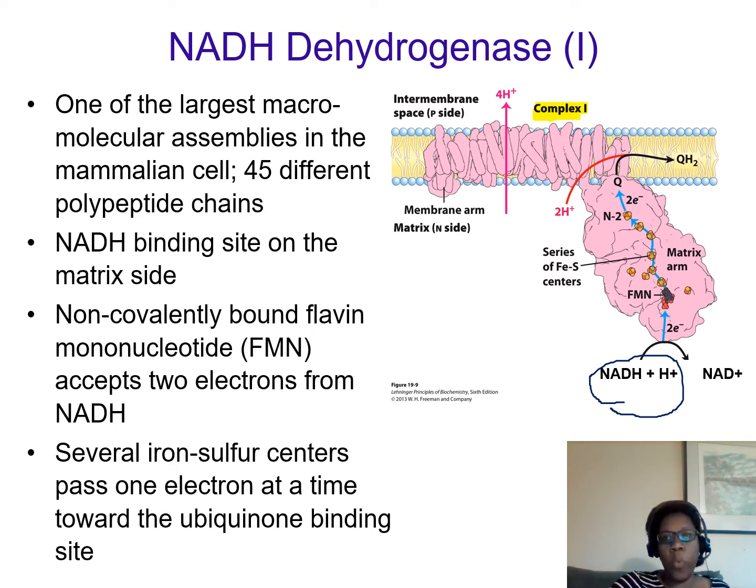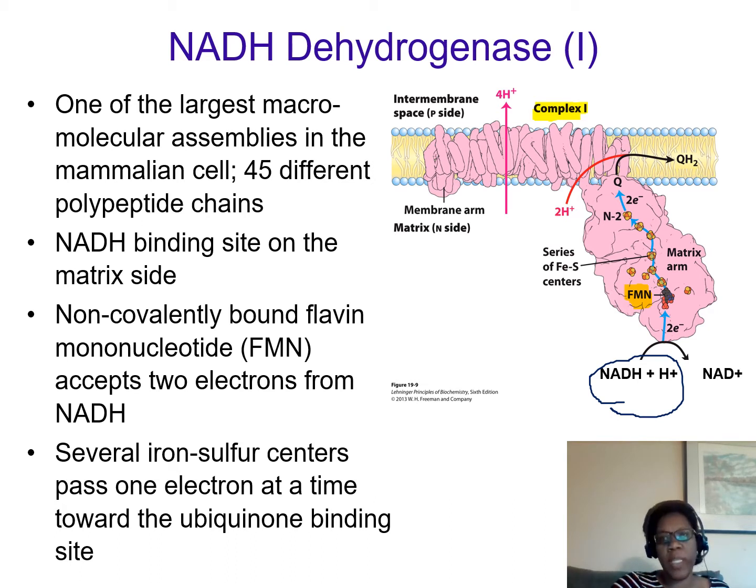Then within the complex, it's going to first transfer its electrons to FMN. FMN is very similar to FAD. It's a non-standard nucleotide. But the thing about FMN is that it has a higher affinity for electrons than does NADH, so it happily takes those electrons. NADH has 2 electrons in the form of hydride, and it's going to transfer those electrons to FMN.